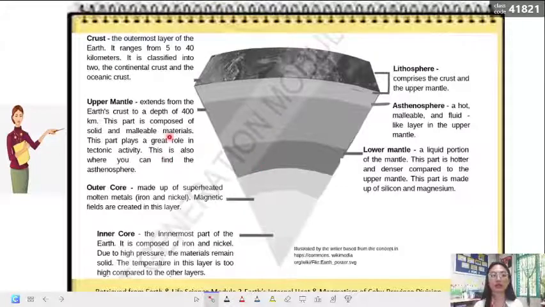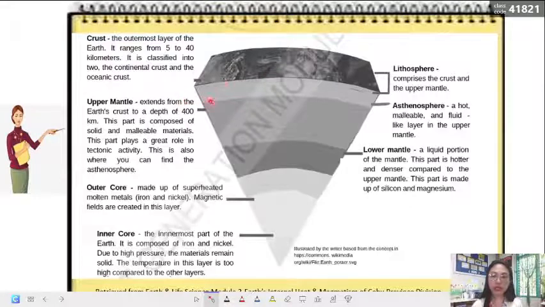Okay, let's unlock the terms that we had in our activity. So first, we have the crust, which is the outermost layer of the earth. It ranges from 5 to 40 kilometers. It is classified into 2, the continental crust and the oceanic crust. So, kani siya. Kani atong gitumban, this is what crust looks like. Ang mga tubig na part is the oceanic crust.